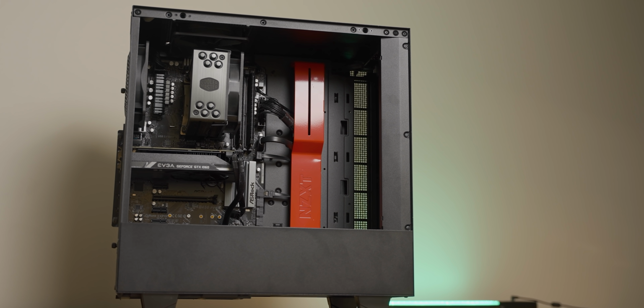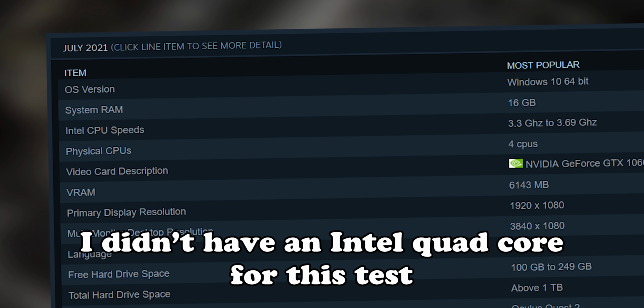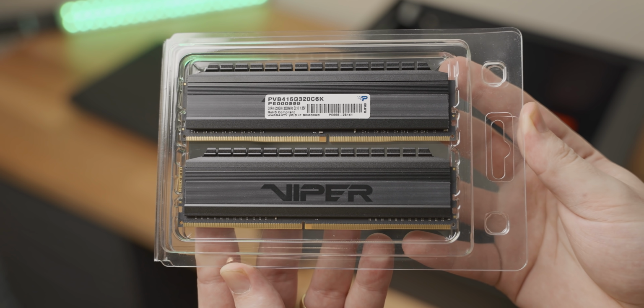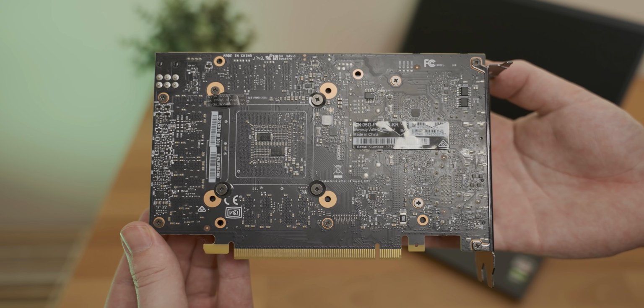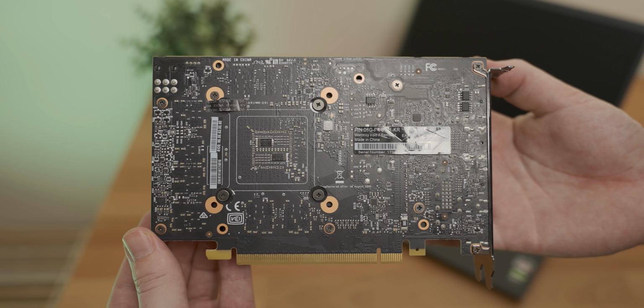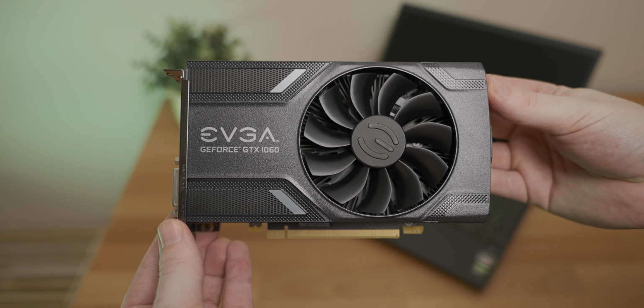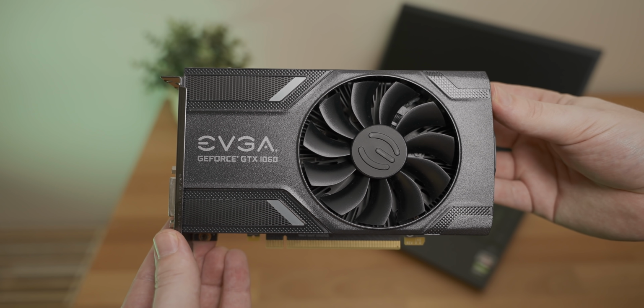Now, in terms of the desktop system, we have a Ryzen 5 2600 in it with 16 gigs of DDR4 3200 megahertz, and then a GTX 1060. It's a 6 gig 1060 with probably the worst cooler on a 1060 ever. It runs very hot.